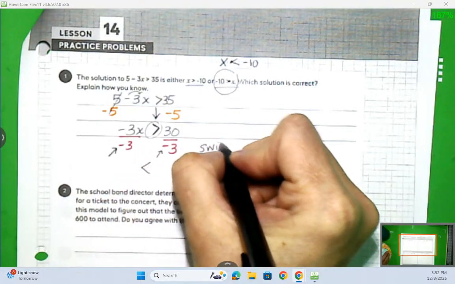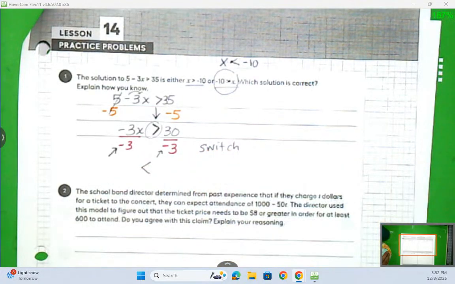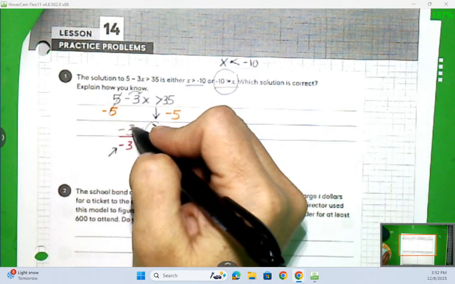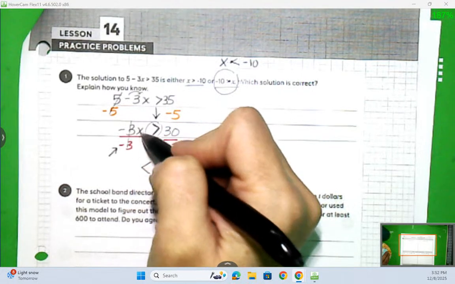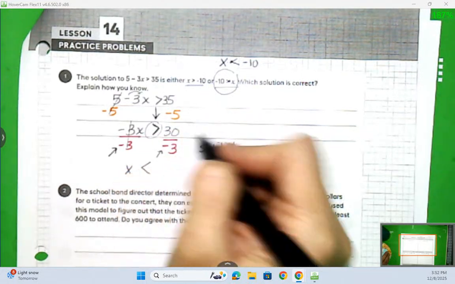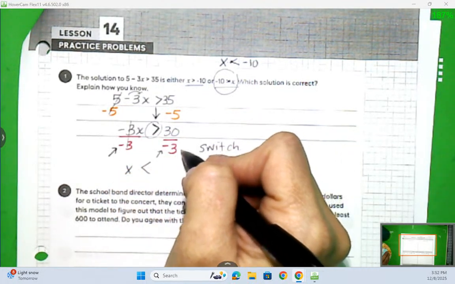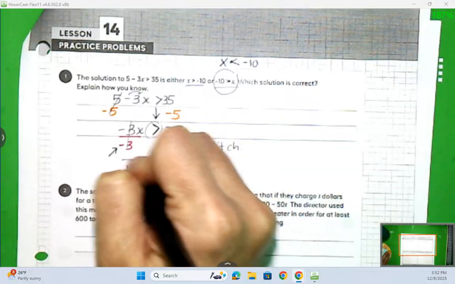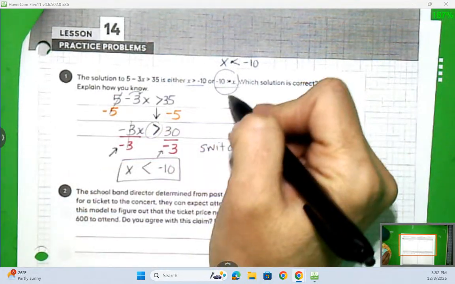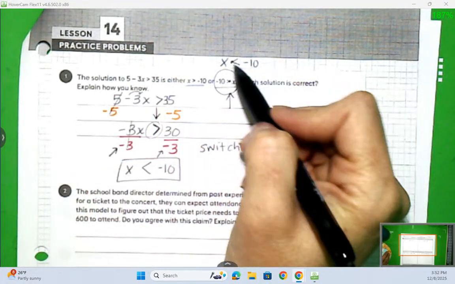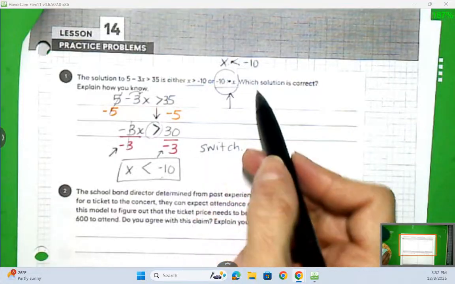So we're going to write switch here. And some people call that flipping. All right, negative 3 divided by itself is 1. 1 times x is x. X is less than 30 divided by negative 3 is negative 10. So the correct answer is x is less than negative 10 because we worked it out.